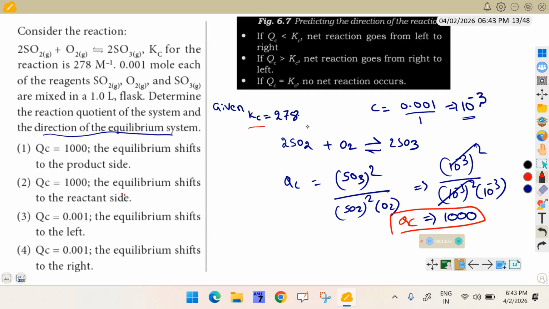Kc value is 278. Based on this, QC is greater than Kc. QC value 1000, so remove third and fourth option. QC greater than Kc, so equilibrium shifts to the reactant side. Net reaction goes from right to left. So equilibrium shifts to the reactant side.